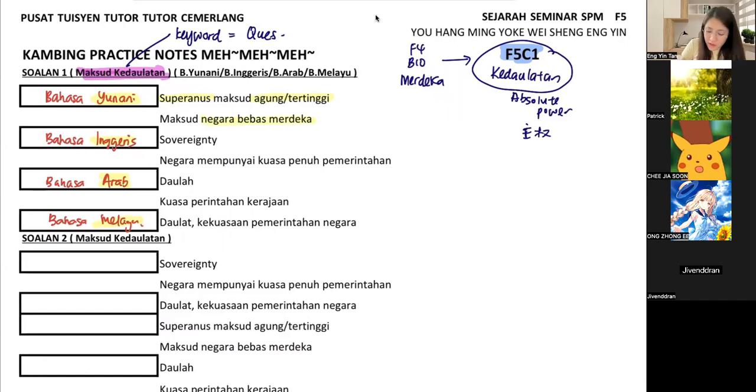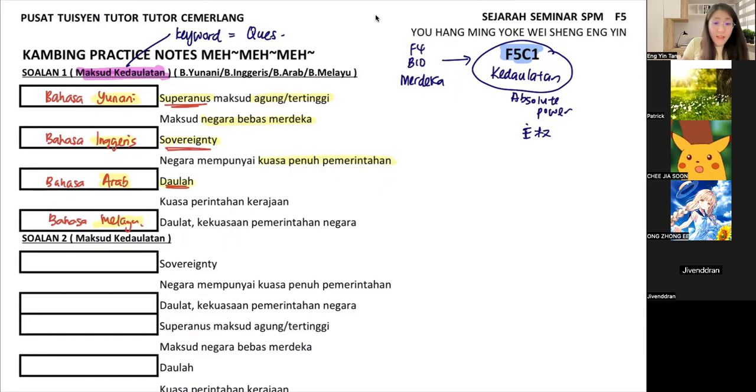In English, so you see, the moment you see superanus, you know it's Greek. The moment you see English, sovereignty. Sovereignty means what? The country has the full power to lead the government. That's why it's called sovereignty. Reign. I reign the government. I reign the country. So it's a government power and it's full power. So greatest one. Kuasa tertinggi. Boleh faham? Arab.